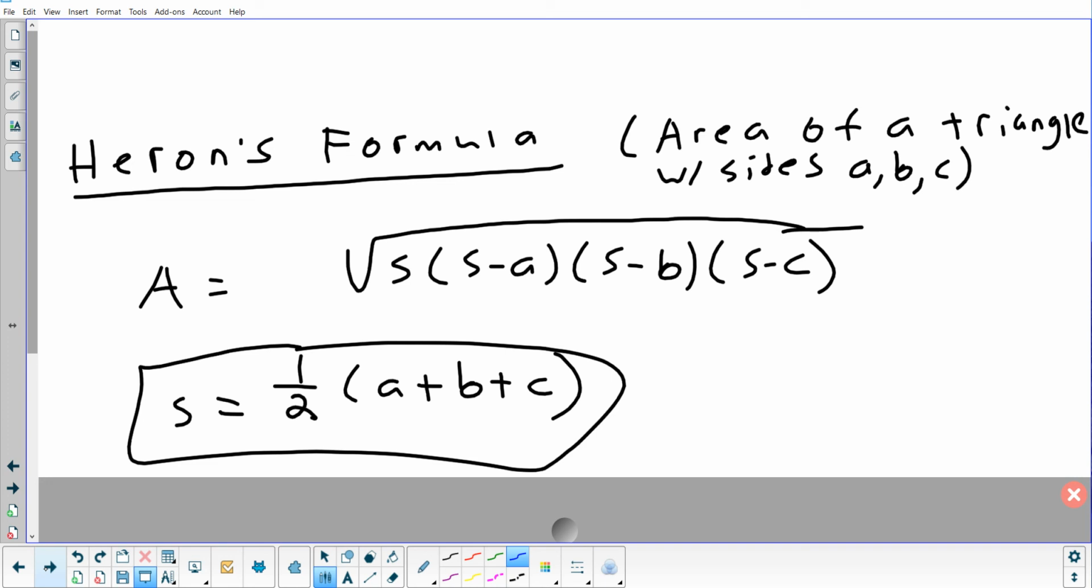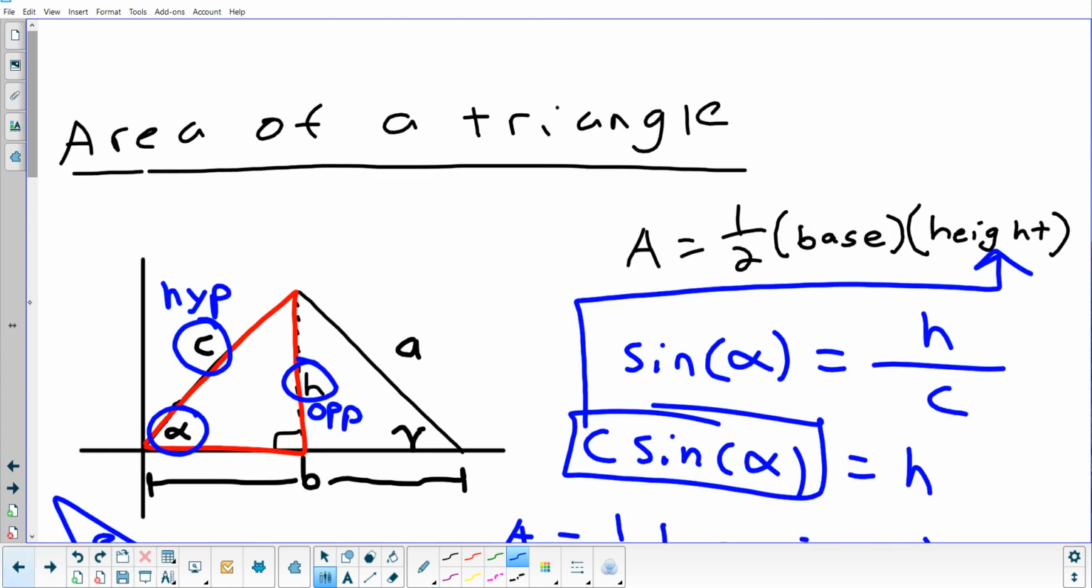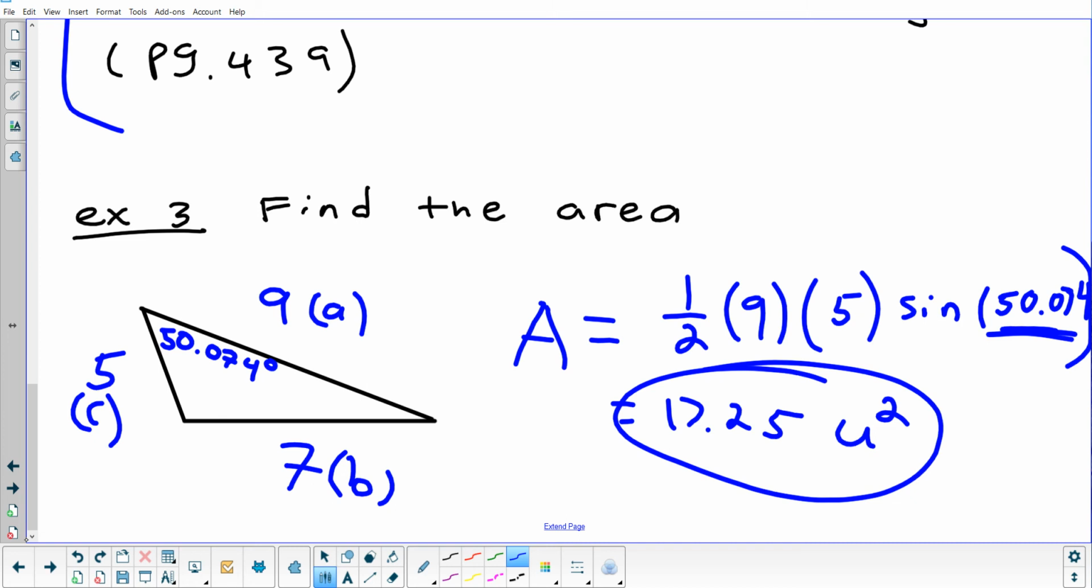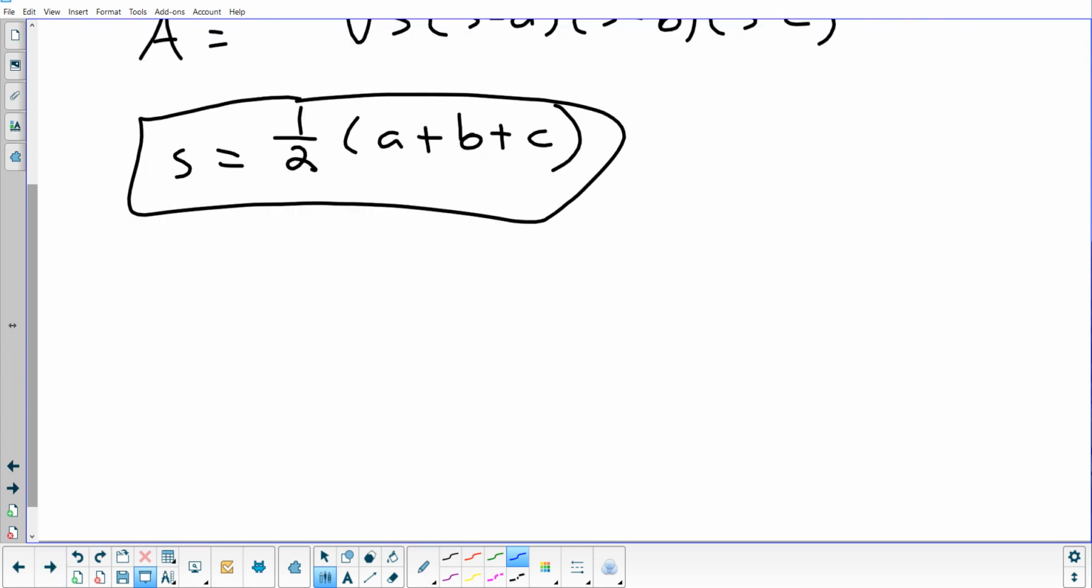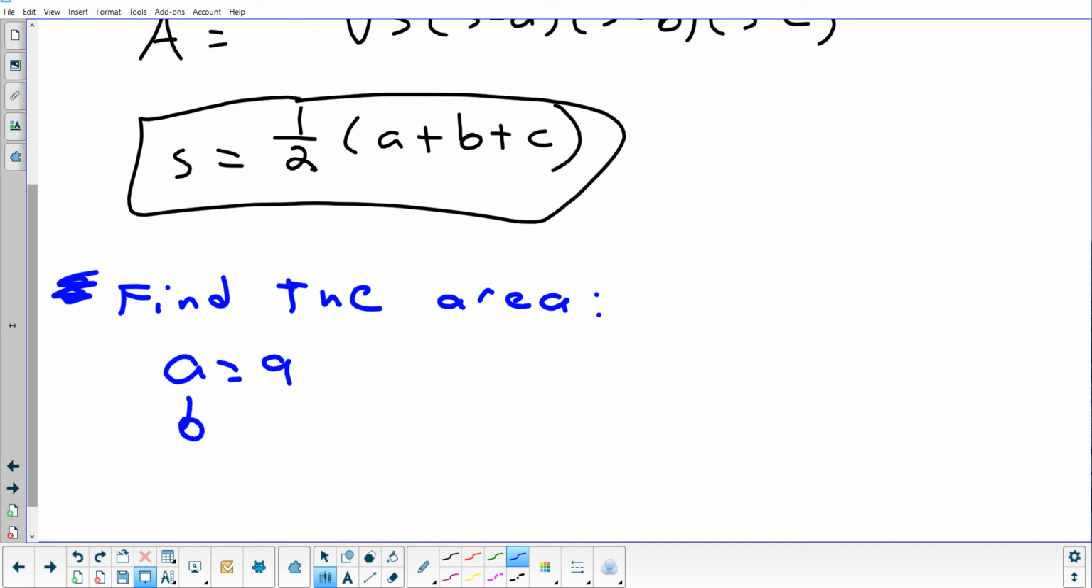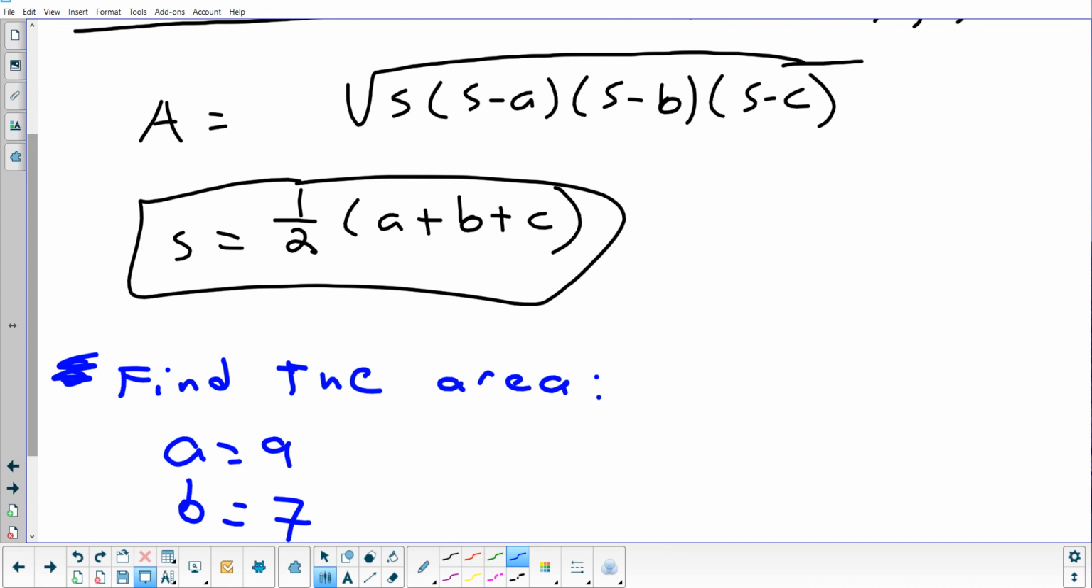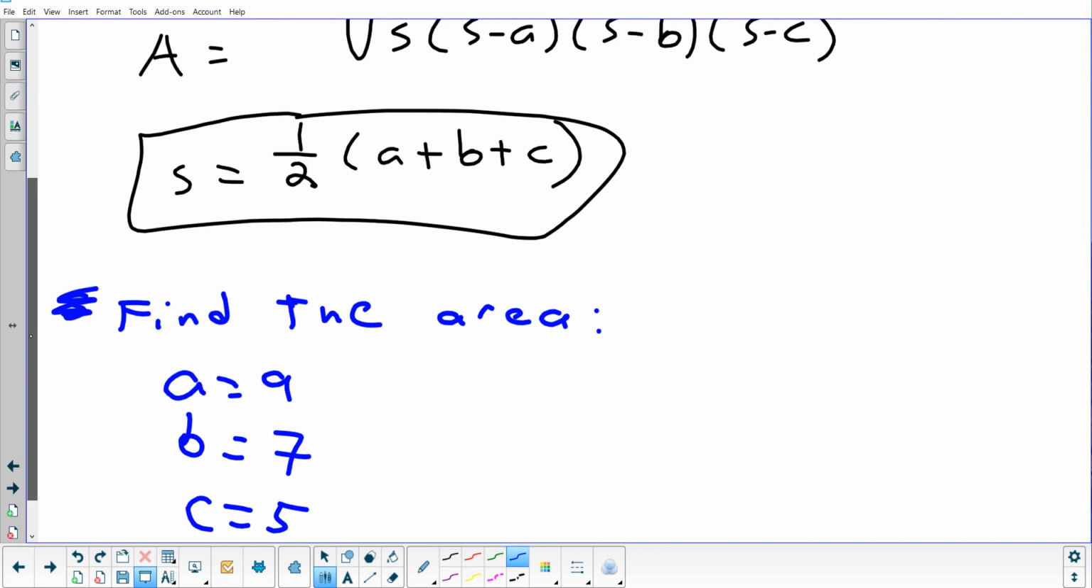So let's take the same triangle we just did, and let's find the area of it again. The sides are, what are they again? 9, 7, and 5. So find the area. 9, 7, what was C? 5? Yep. All right. So we've got a, b, and c. Let's start by finding the semi-perimeter.